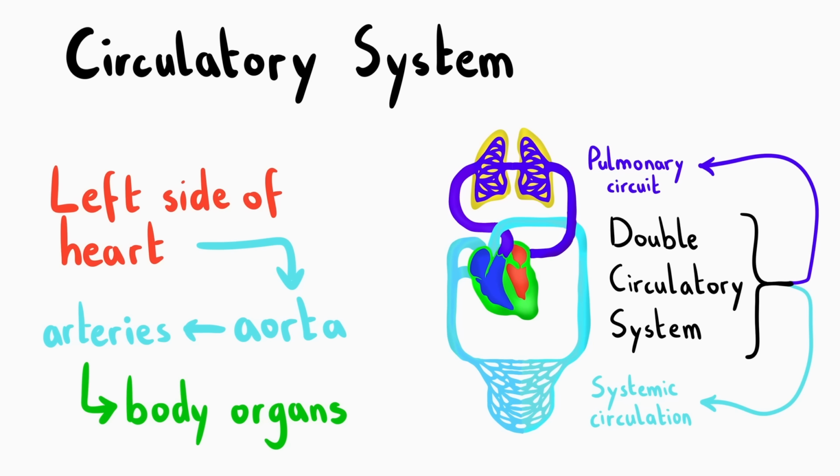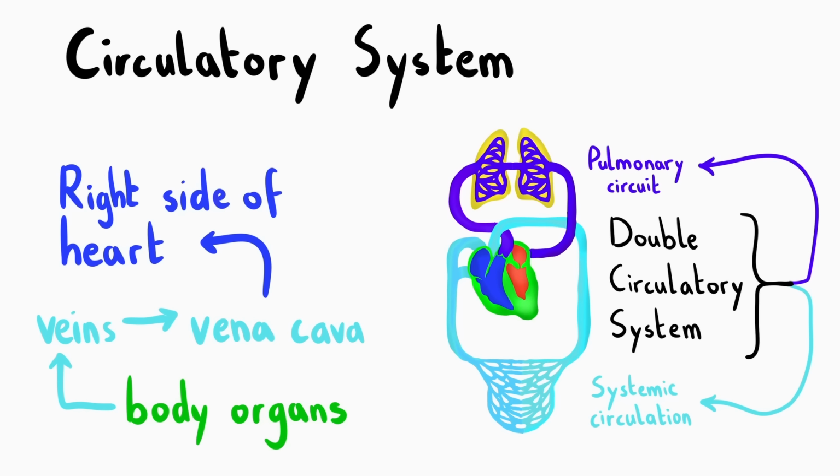The second circuit is called systemic circulation. The oxygenated blood is pumped from the left side of the heart to all the other organs and tissues of the body. The blood delivers oxygen and nutrients to these tissues and picks up carbon dioxide and other waste products. The deoxygenated blood then returns to the right side of the heart, completing the cycle.